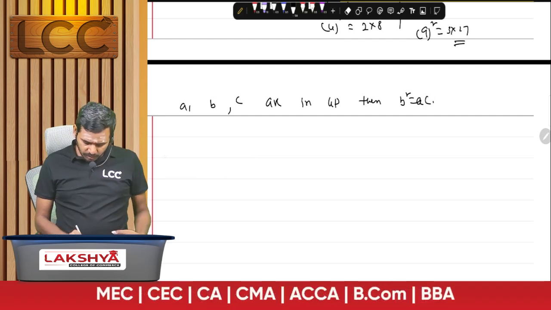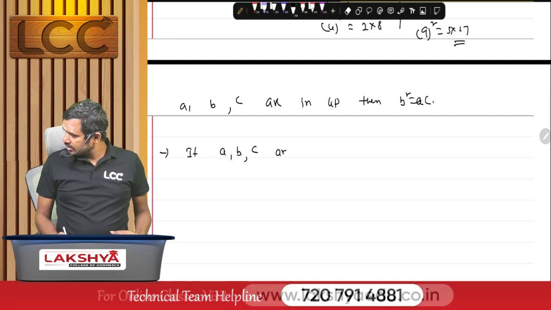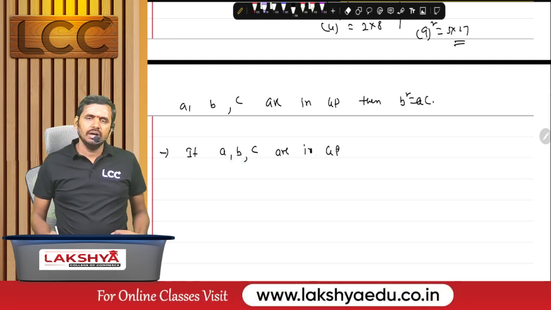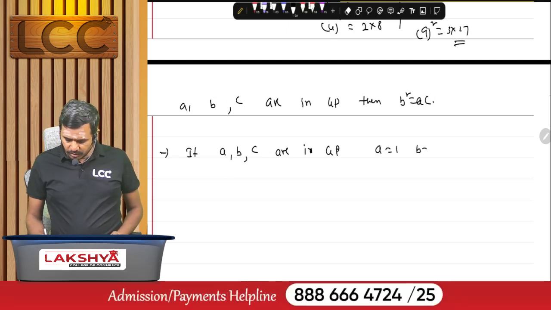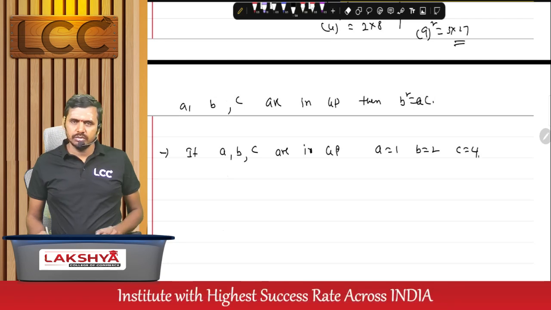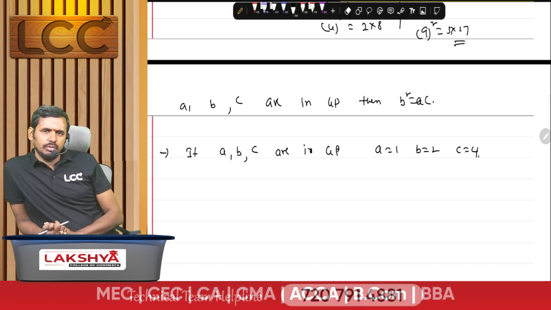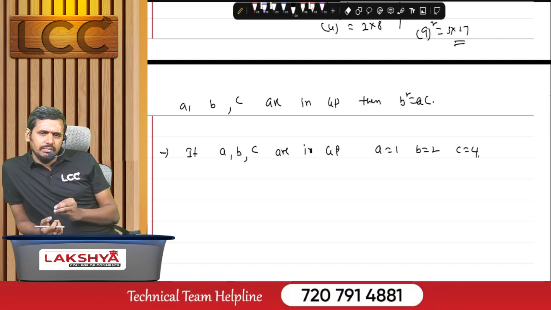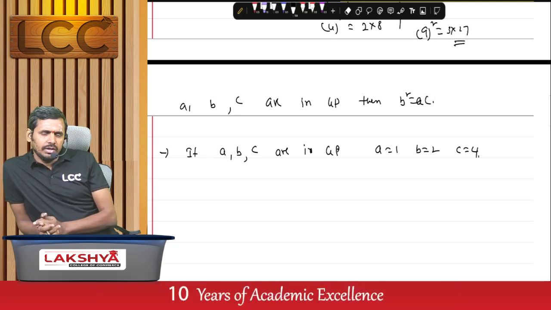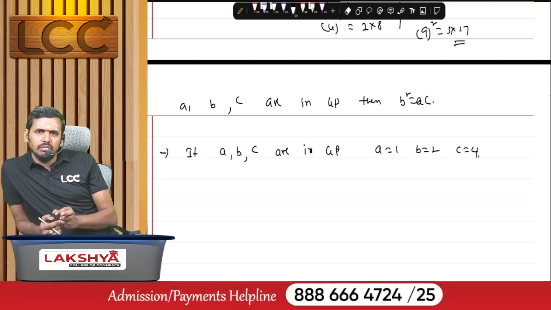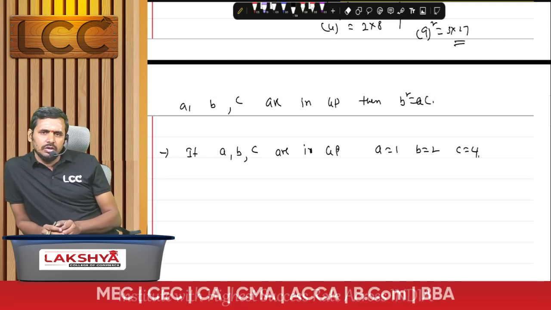And one more thing: if A, B, C are in GP, then it is convenient to take A equal to 1, B equal to 2 and C equal to 4. The same type of property we use in arithmetic progression. If A, B, C are in AP, then it is convenient to take the numbers as 1, 2, 3. For GP we take 1, 2, 4 for solving different types of questions.